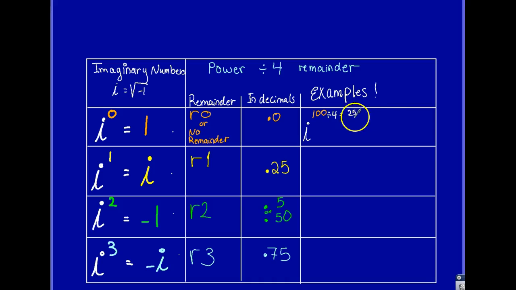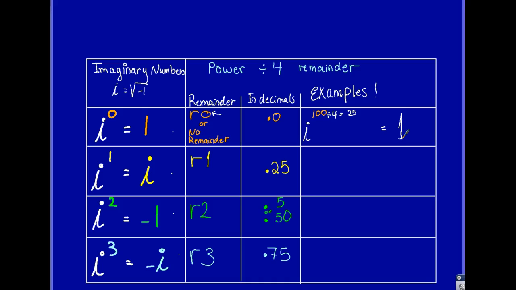Since we have no remainder, or my remainder is a 0, then the value is always a 1. Okay? So you divide the power by 4. If you get no remainder, if it's a perfect division, a perfect number that fits into 4, then the value of i to the 100 is equal to 1.